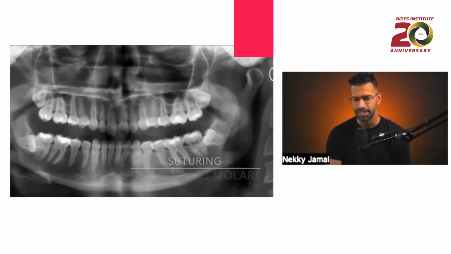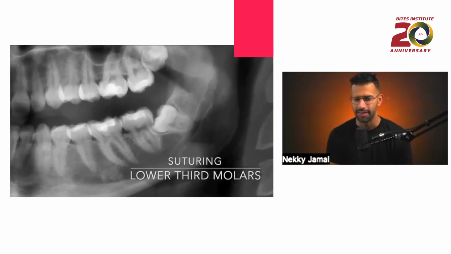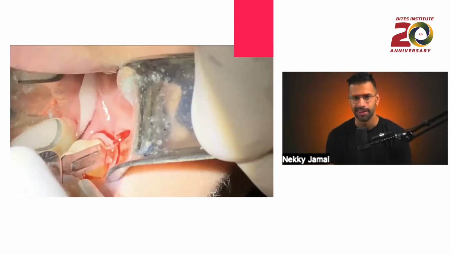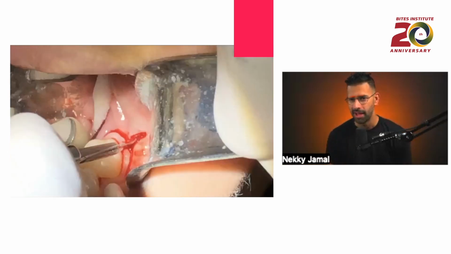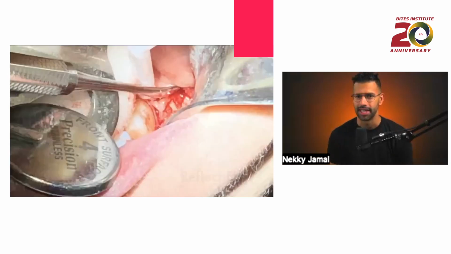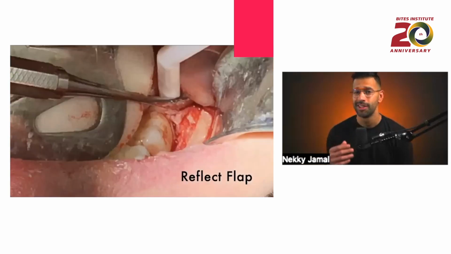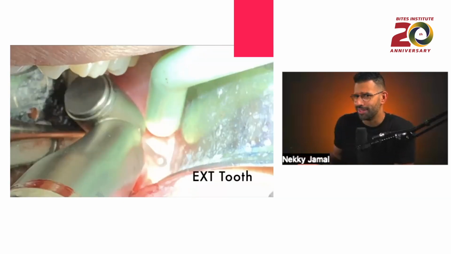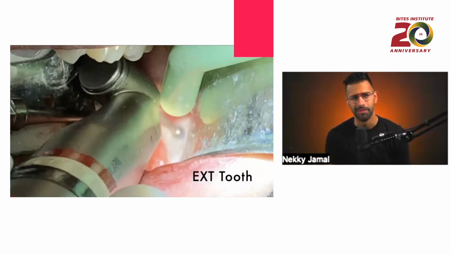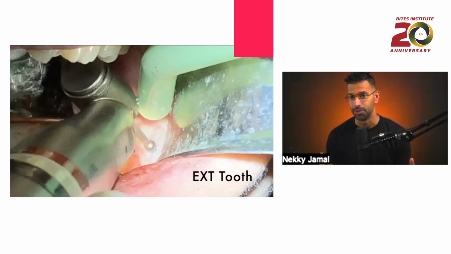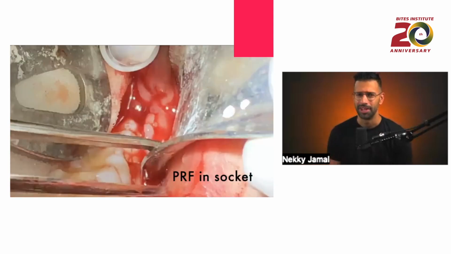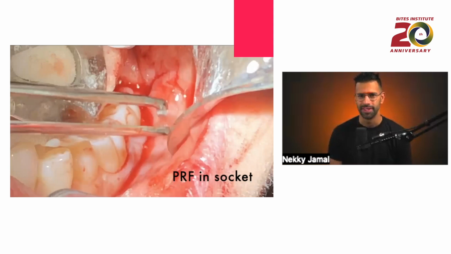So let's watch this video here. Okay, we have a lower left third molar. Okay, we're going to take it out. We're going to make a really small flap here. I didn't have to make a big flap to get this one out. Always make your flaps as big as possible, but as small as you need to, you know what I mean? We want to have good visualization, but they don't need to extend to the angle of the mandible. After you take out the tooth, you put PRF in the socket.